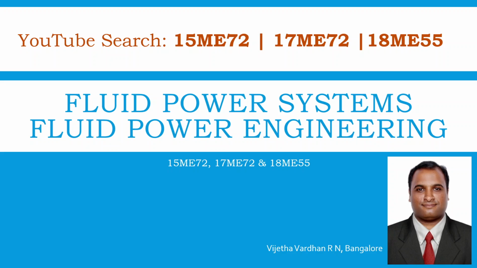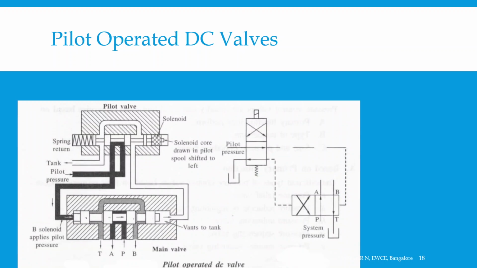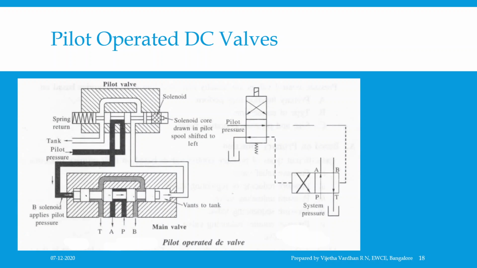Now let's start session number 25, which is based on pilot operated DC valves. We have discussed earlier that the force required to actuate, that is, to move the spool of a DC valve, depends on the size and application. Larger the size, larger will be the force. And actuation at precise timing may not be possible with manual, mechanical, electrical and pneumatic means.